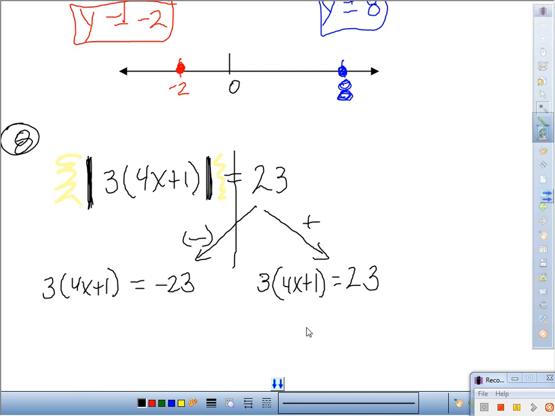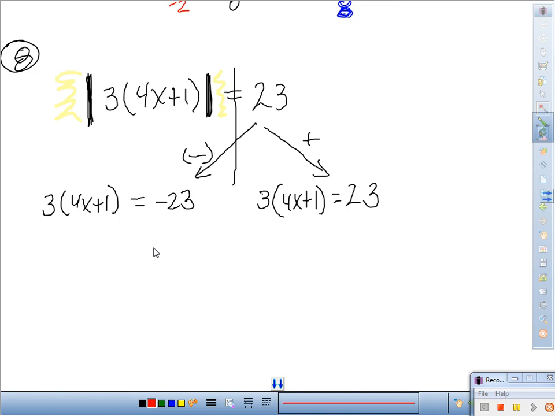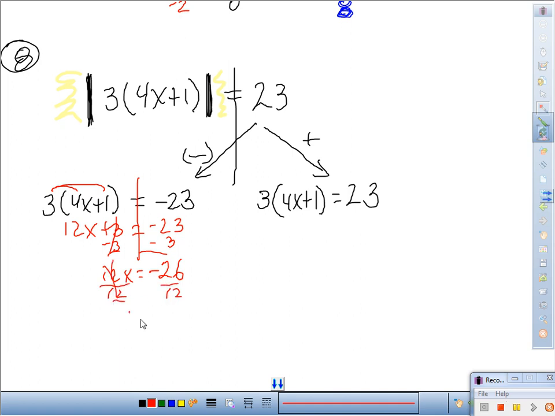Now do I have 2 equations? Yes, and now I solve both equations. I'm going to start with this side. Distribute, that is 12x + 3 equals -23. Minus 3, you get 12x equals -26. Divide by 12, x equals negative, how many times does the 12 fit in there? 2, and we're left with 2/12. So can we simplify that? x equals -2 and 1/6. Hands if you got that. Okay, good. I'm going to go to this side.